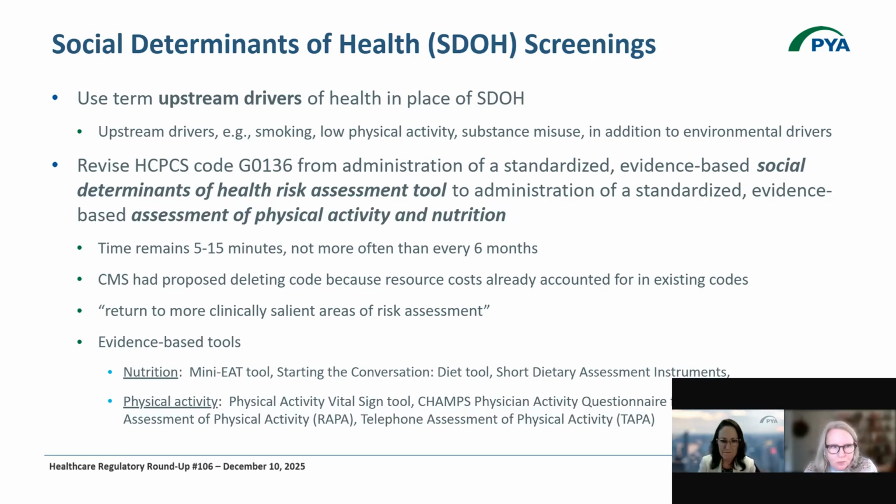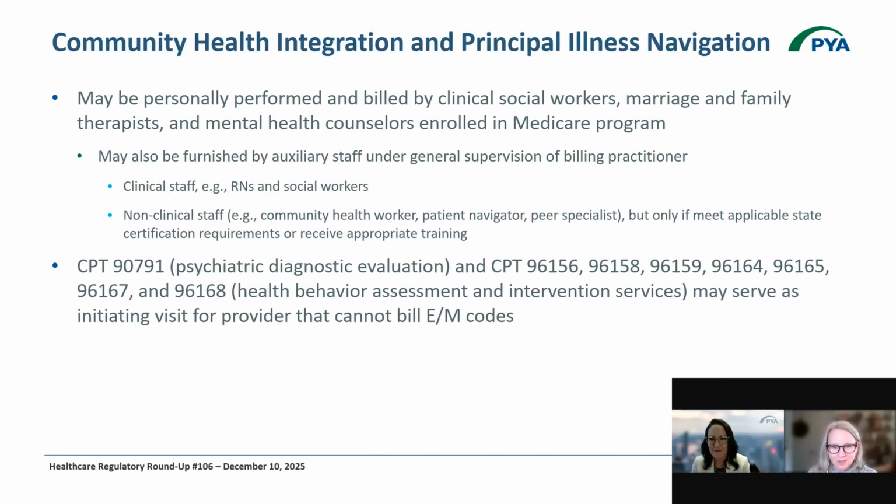And again, reimbursement is relatively low, generally under $15, but it at least recognizes, as you said, Valerie, it's work beyond the E&M, and we need to recognize it as such. And I think as a provider community, we may be coming back to that to make the case in other areas that it's beyond the E&M code. So stay tuned there. Regarding community health integration and principal illness navigation, no real changes here, but more clarification.